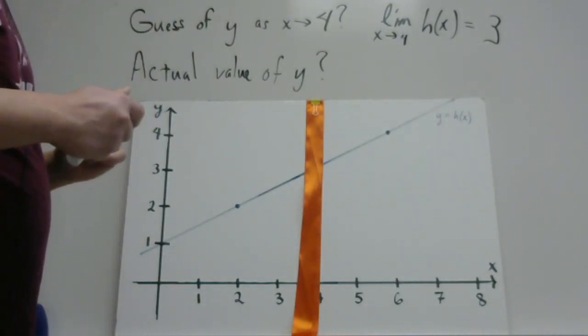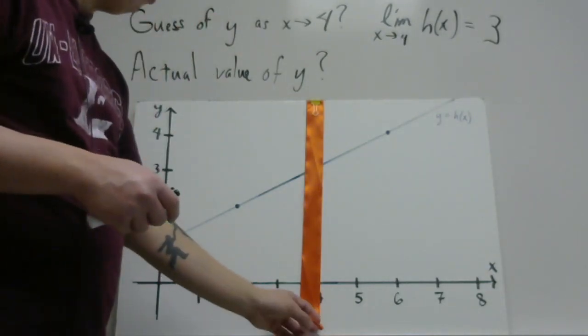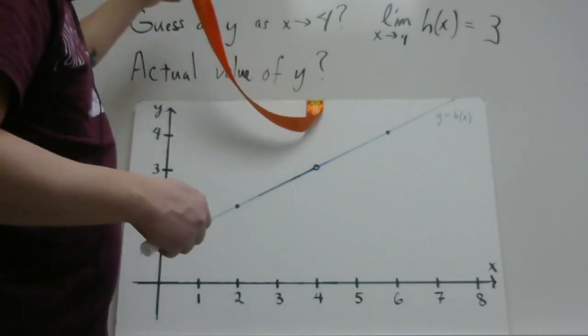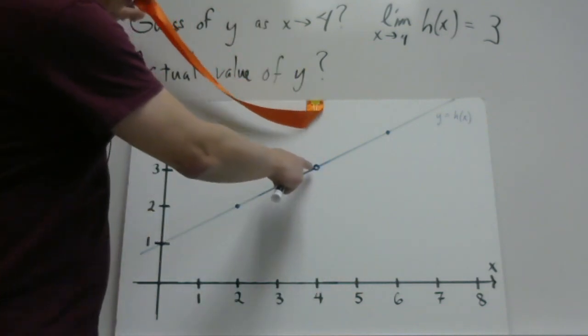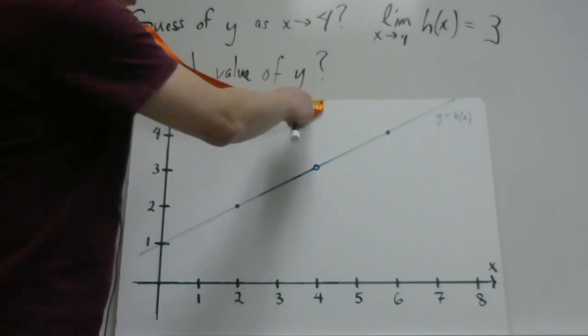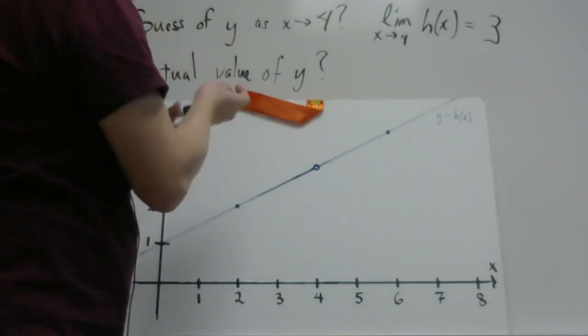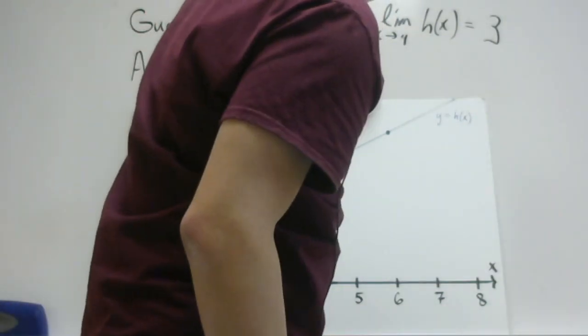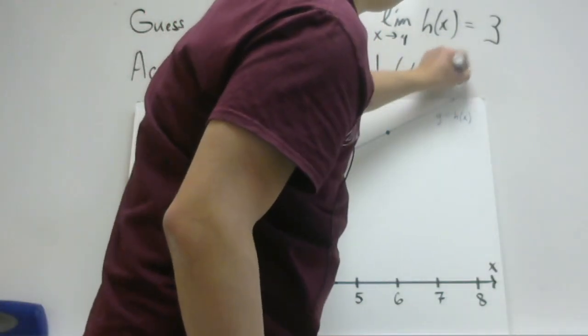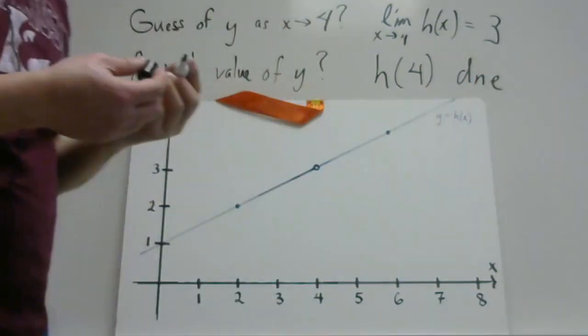Now let's take a look at the actual y value. What's the actual y value when x is equal to 4? There's a hole, like in the previous example, but then there's no solid point anywhere else. So actually, h of 4 here is undefined. H of 4 does not exist. In other words, we don't get a number this time.